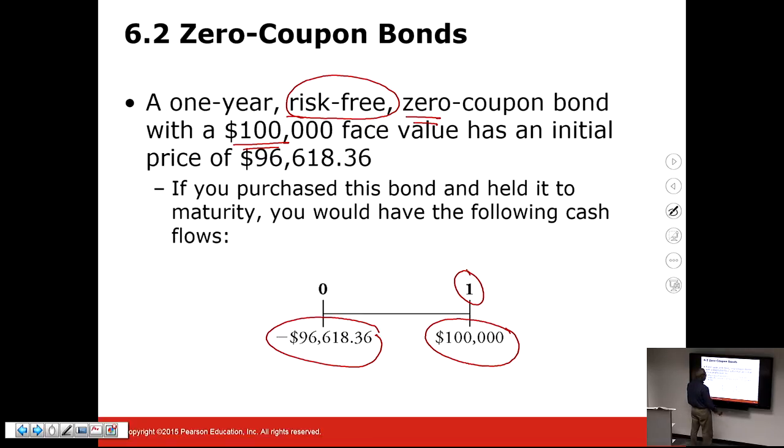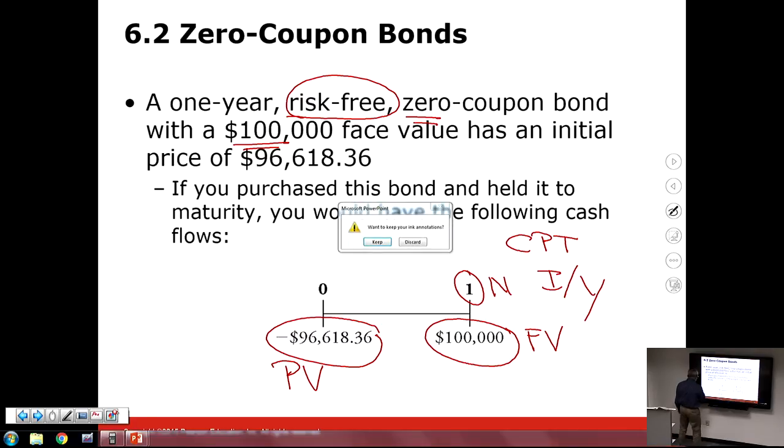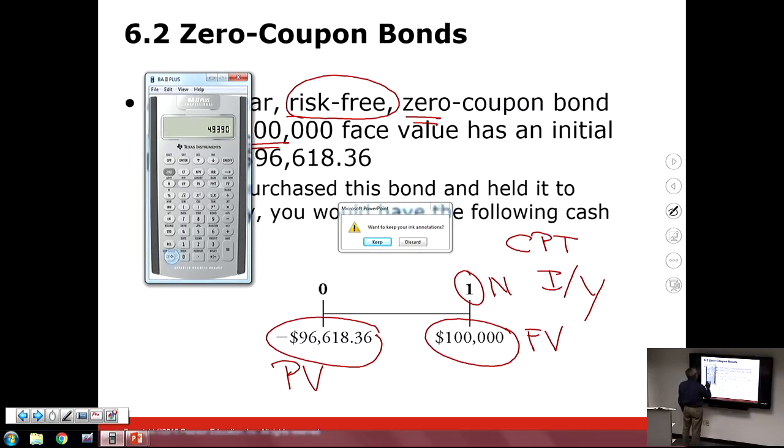So one of the ways in which we can do this is using our financial calculator. So we treat the 100,000 as future value, 96,618 as present value, n as 1. And what are we missing? We're missing IY, so we will compute IY. So we can do this. Clear, second, clear TVM.